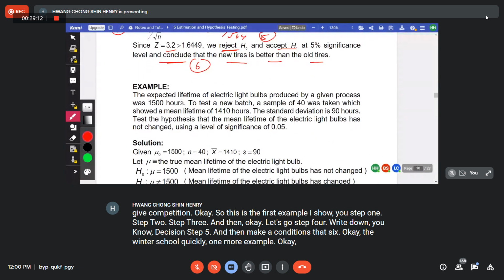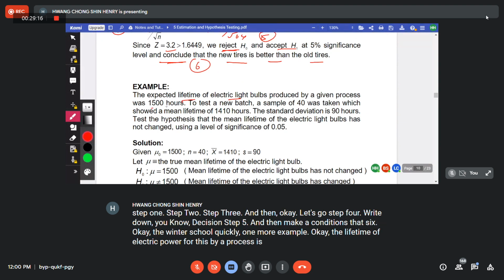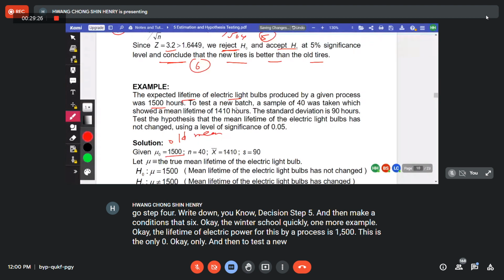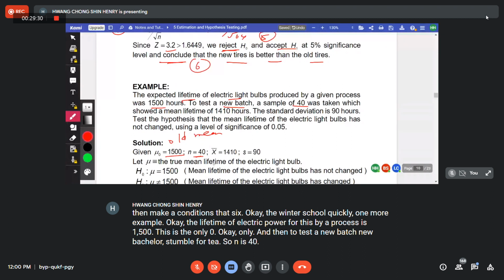Okay, the lifetime of an electric bulb produced by a process is 1,500. This is the old mean, so I use mu 0. Then, to test a new batch, a sample of 40, so n is 40. Make sure you write down all the symbols correctly here.